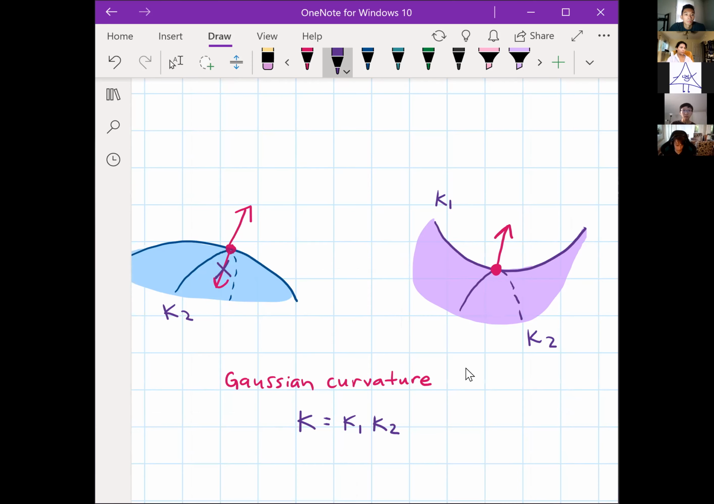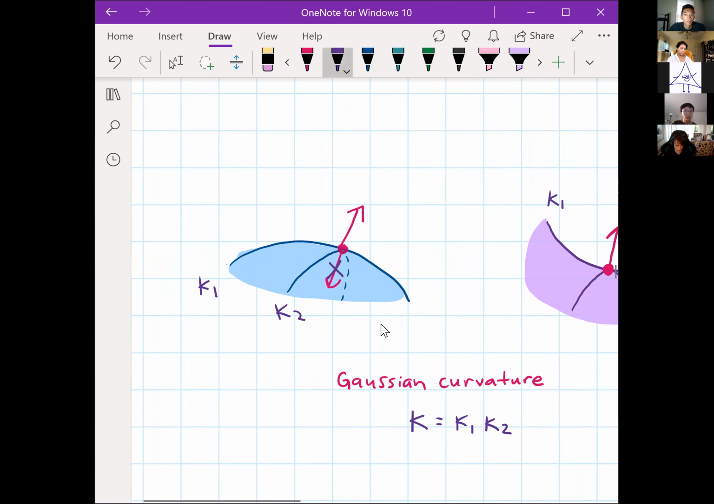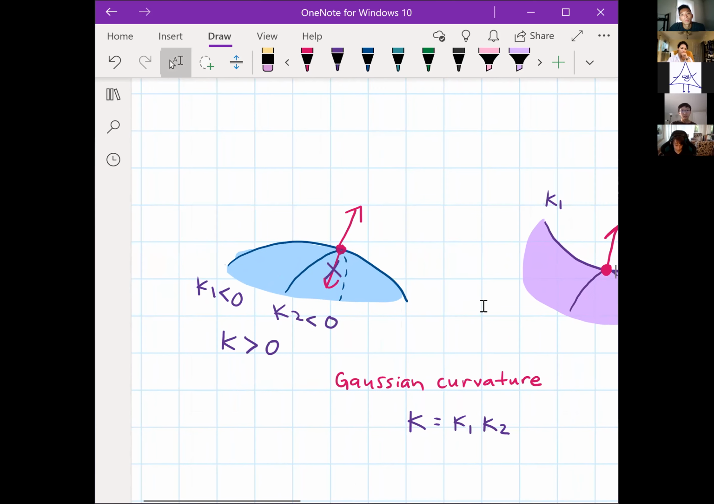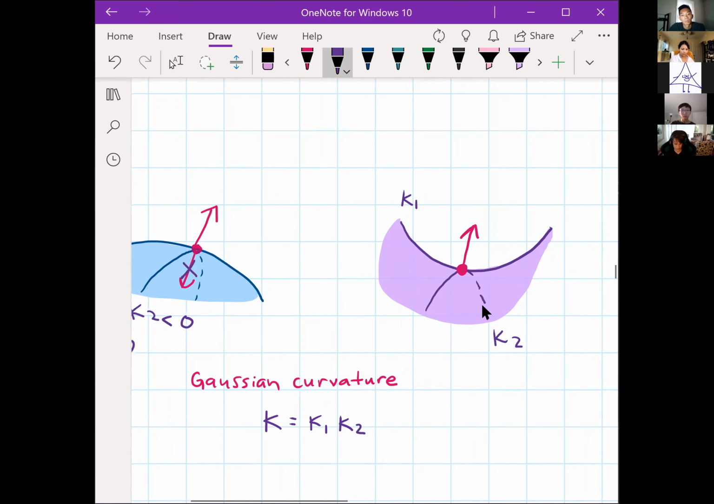In this case, both of these are negatively curved, so K1 and K2 are both less than 0. At this point, the Gaussian curvature is a product of two negative numbers, so it's positive. And similarly, in this case, this one is positive and this one is negative, so their product will be negative.